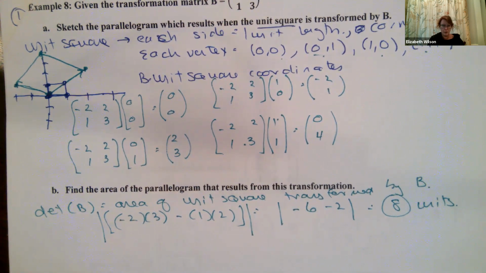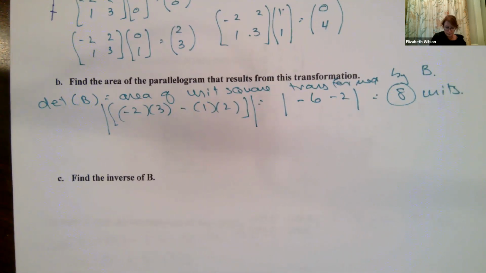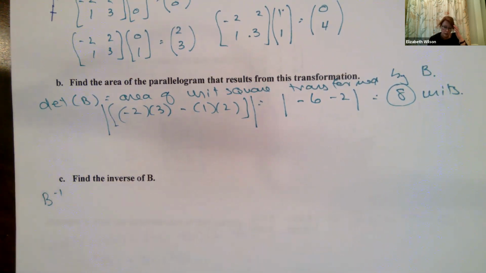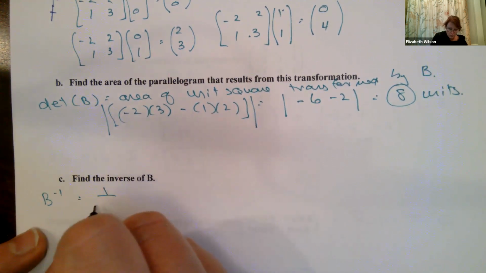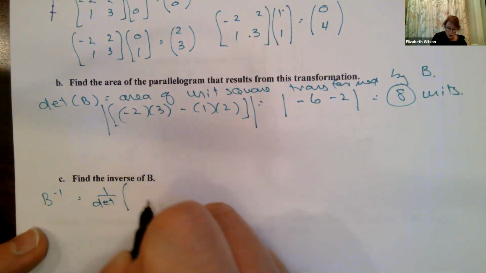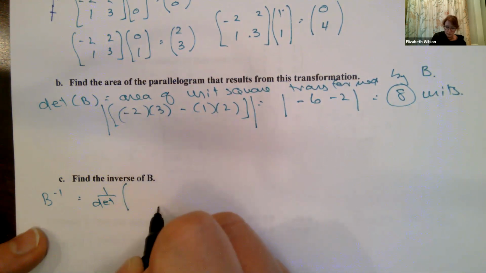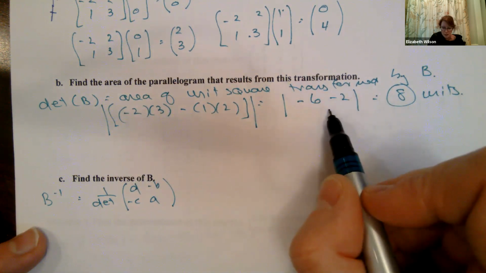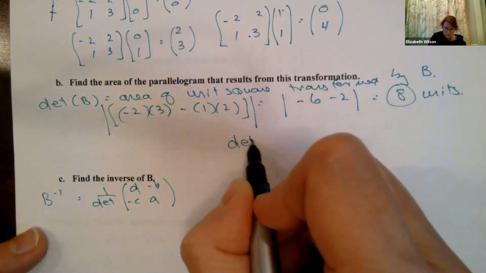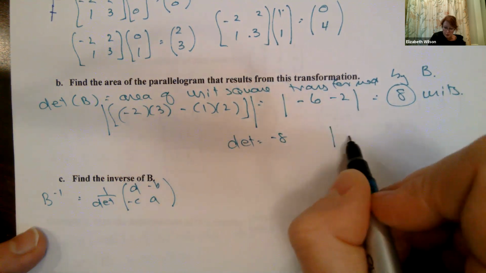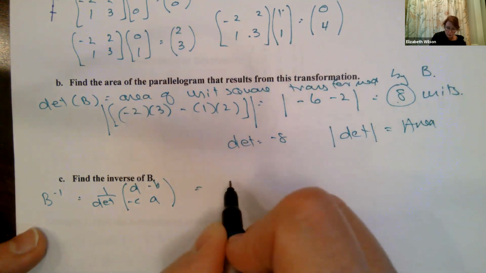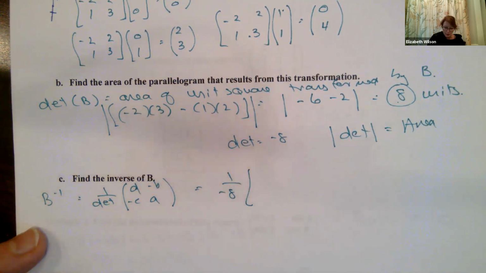Okay, so now part C says, let's find the inverse of B. So B inverse is 1 over the determinant, and then I have to swap A and D, and negate C and B. I took the absolute value to get the area, but the determinant is equal to -8. So my factor is 1 over -8.